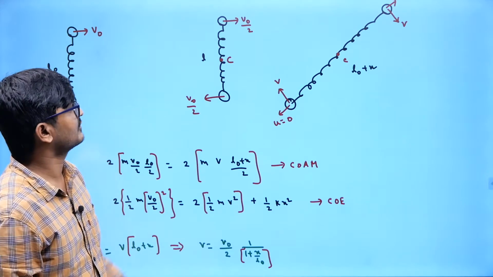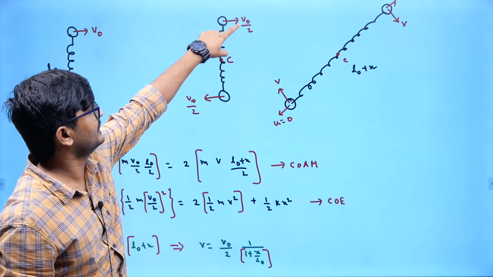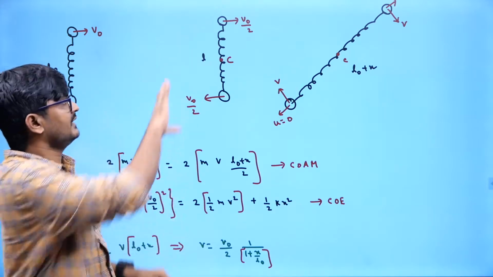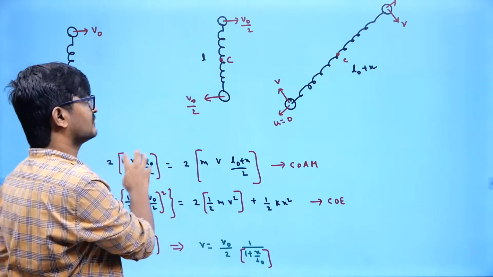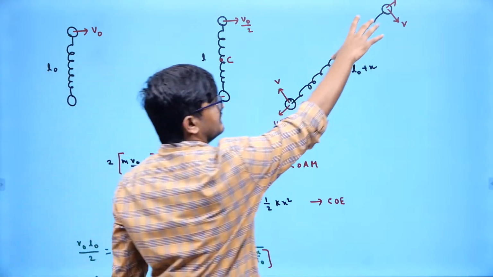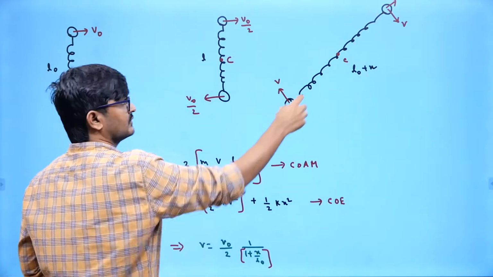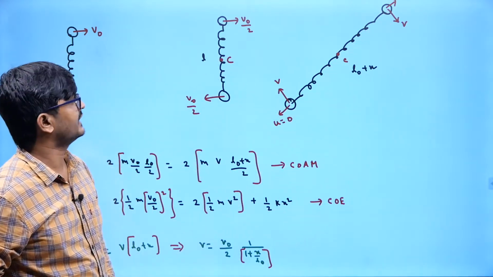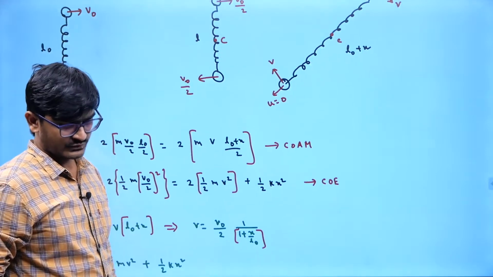Now conservation of angular momentum. Initial angular momentum is L by 2 into m into v0 by 2, 2 times, right? Both will be adding up. That is equal to the final angular momentum, m into v into this distance L0 plus x by 2, but for this block, so 2 times. So these are the two equations. How many unknowns do we have? x and v. So there are two equations and two unknowns.